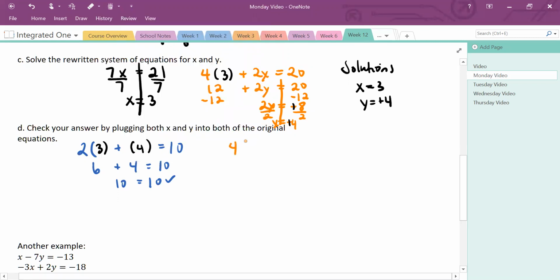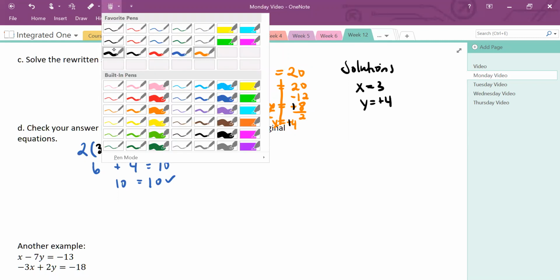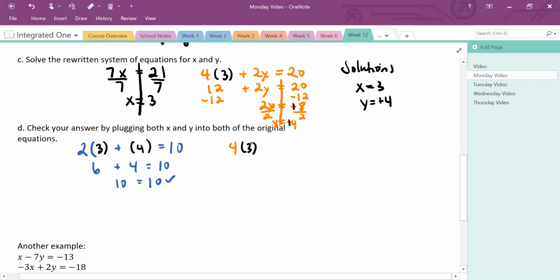What about the equation that I multiplied by 2? Would that still work in that one? Let's give it a try. So we have 4 times 3, that's what my x value is, plus 2 times 4, positive 4, is equal to 20. So that's 12 plus 8 is equal to 20. 12 plus 8 is 20, yeah. So this does work. So multiplying that top equation by 2 did not change my solutions.